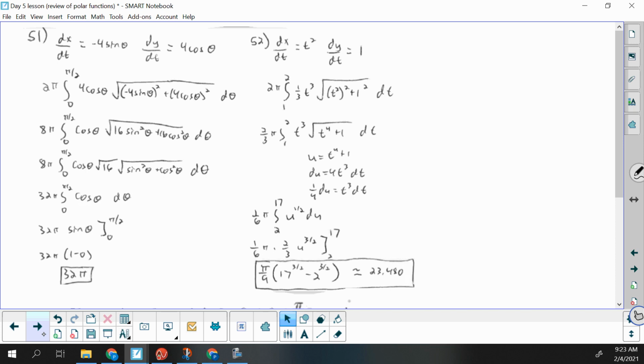We got another surface area, so do your arc length with your dx over dt, dy over dt, square them, add them together under the radical.